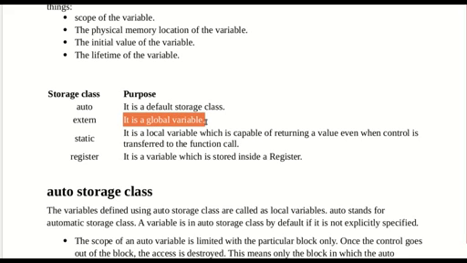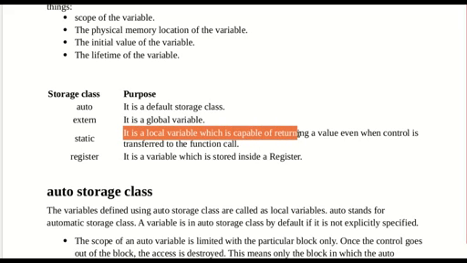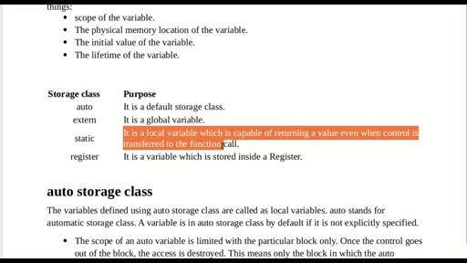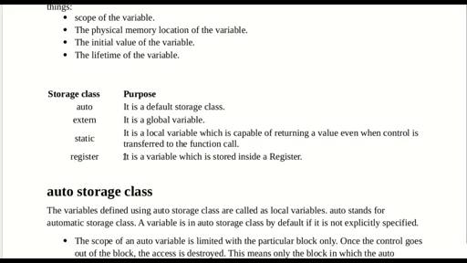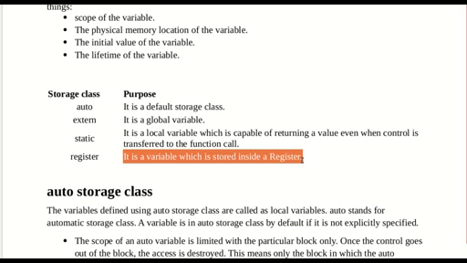And the next one is the static one. It is actually a local variable which is capable of retaining a value even when control is transferred out of the function code. We have seen the case of functions. And the next one is the register variable. It is a variable which is stored inside a CPU register. We will see all these four storage classes in detail.